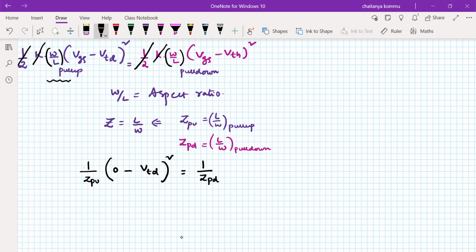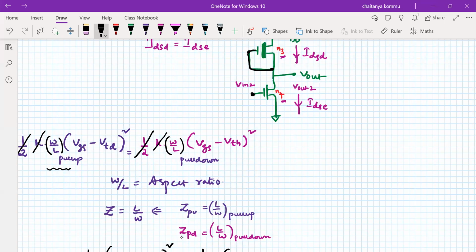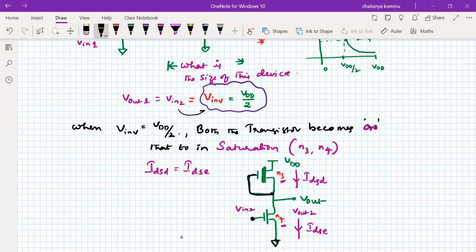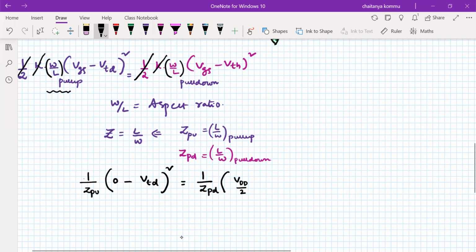transistor. The L by W ratio is multiplied with, what is the VGS of this transistor? VGS is available from gate to source, right? So gate is at VAN2. What is the VAN2? VAN2 is equal to VAN1. VAN1 is equal to VDD by 2 again. So can we write like this? It is nothing but VDD divided by 2, minus VTH whole square. Is it clear to all of you?